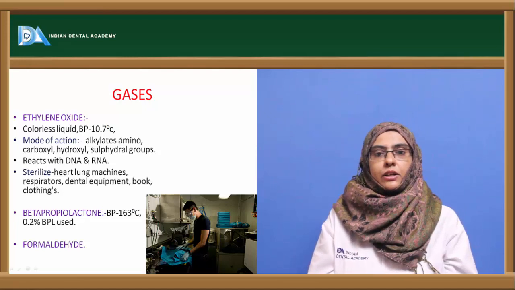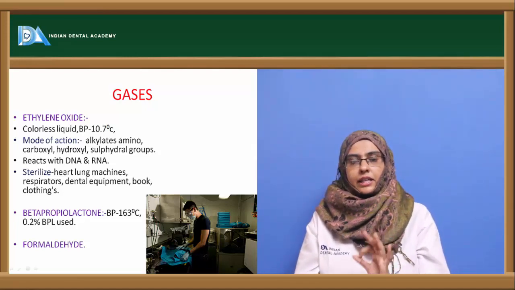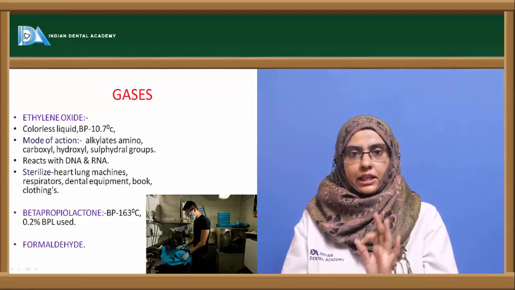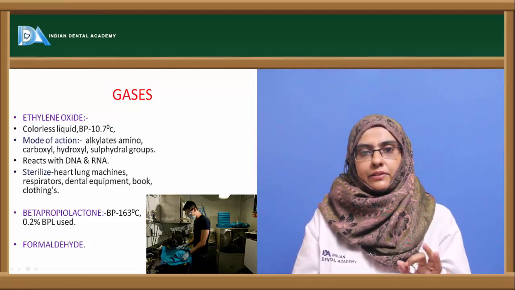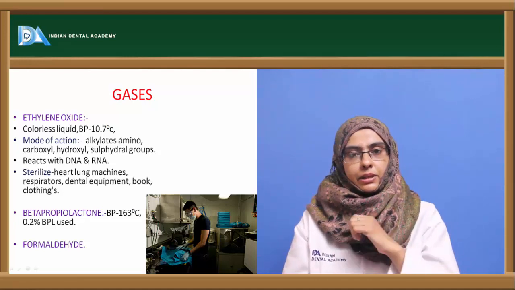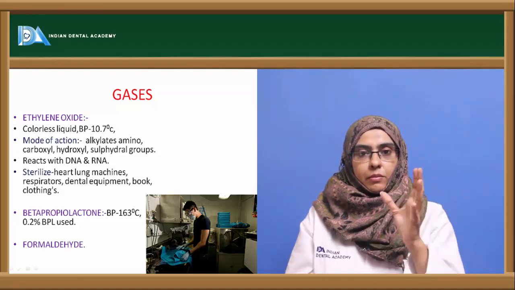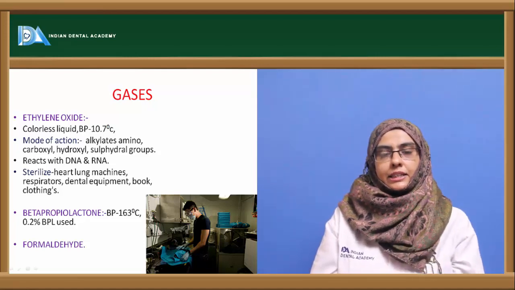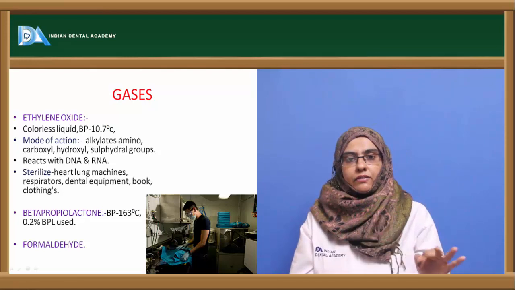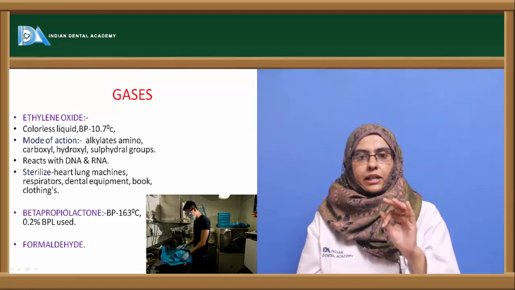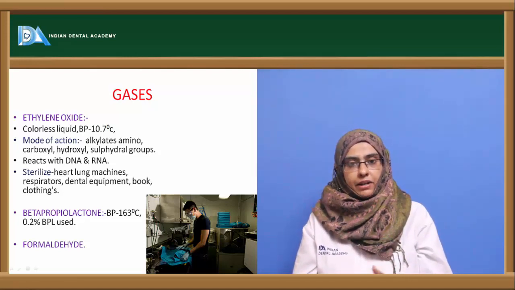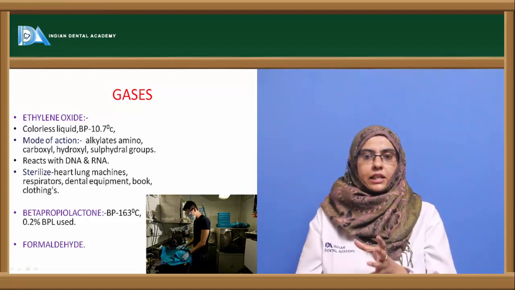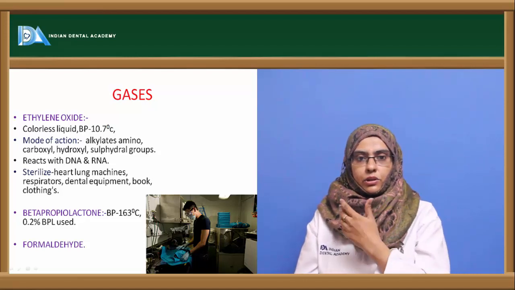Now coming to ethylene oxide, the most important one in the gases, highly toxic and inflammable in nature. So the colorless liquid has a boiling point of around 10.7 degrees centigrade, above which it becomes completely volatile in nature. But the mode of action of this particular ethylene oxide is it alkylates the amino, hydroxyl, and carboxyl groups that are present in the enzyme and inhibits the enzyme activity. Apart from that, it can also act on the DNA and the RNA, causing changes in the DNA and RNA so they are no longer able to reproduce.